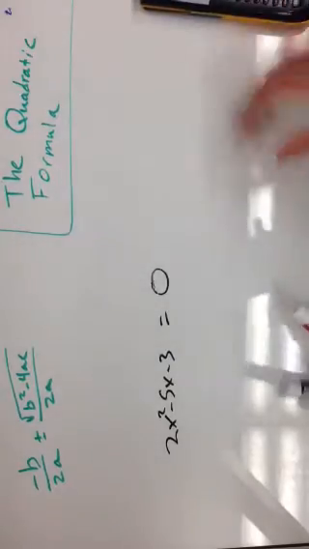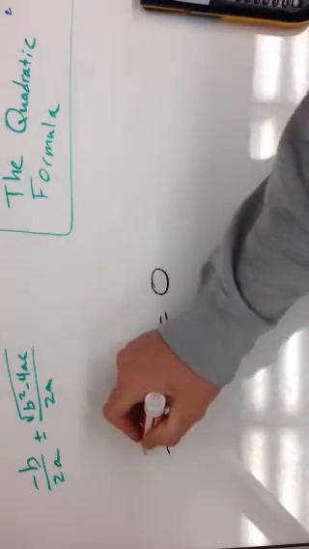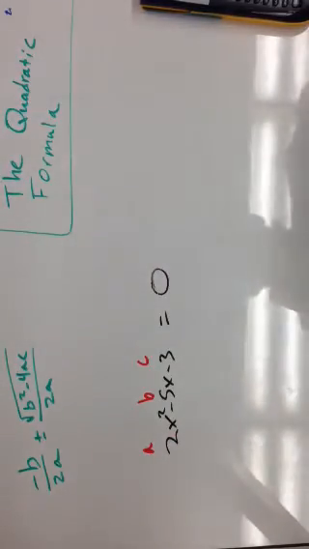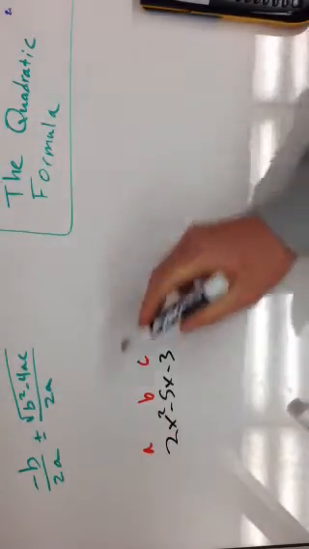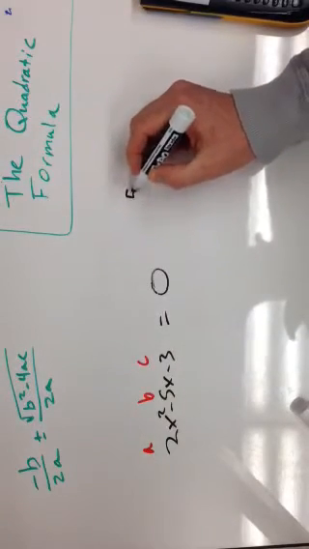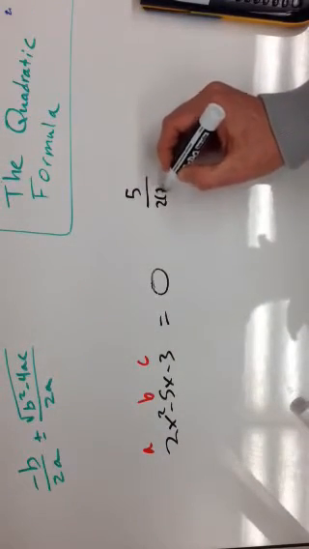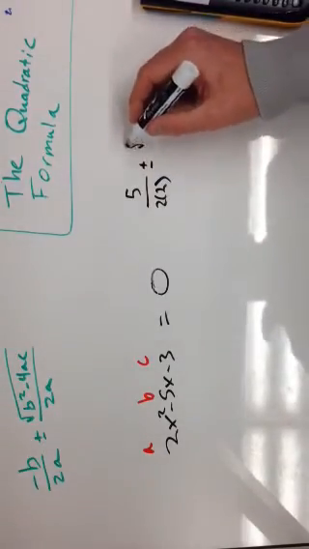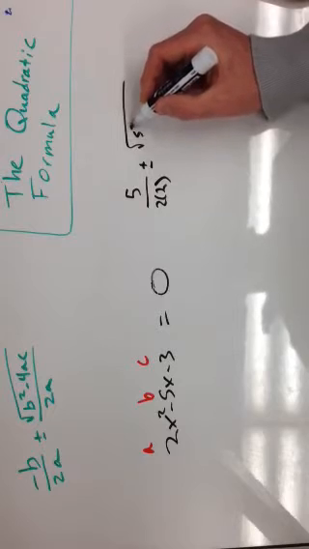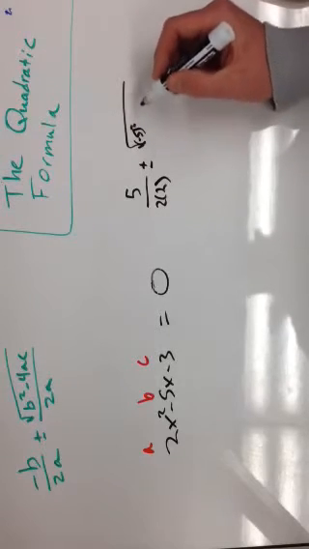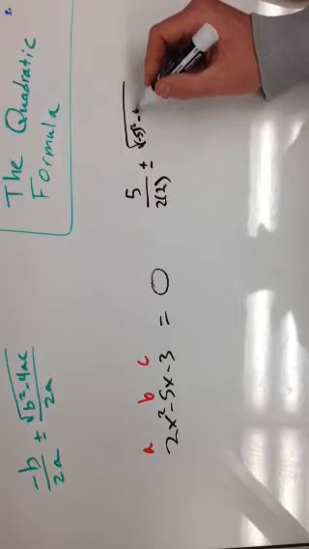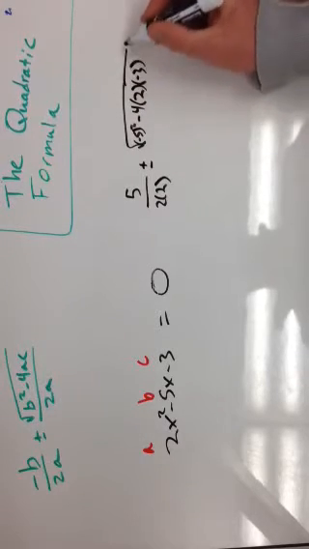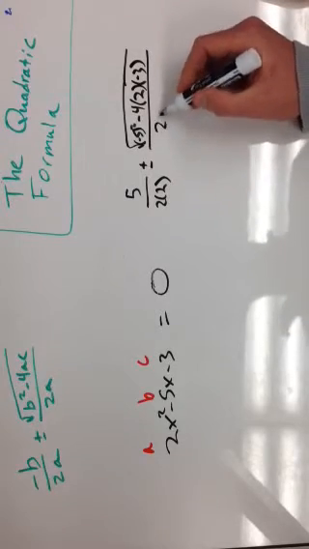So this is my A value, my B value, and my C value. I'm going to plug them in just like I did in the previous example into their correct spots. The opposite of B, so that's 5 over 2A, plus or minus the square root of B squared, that's negative 5 squared, minus 4 times A times C, all over 2A.